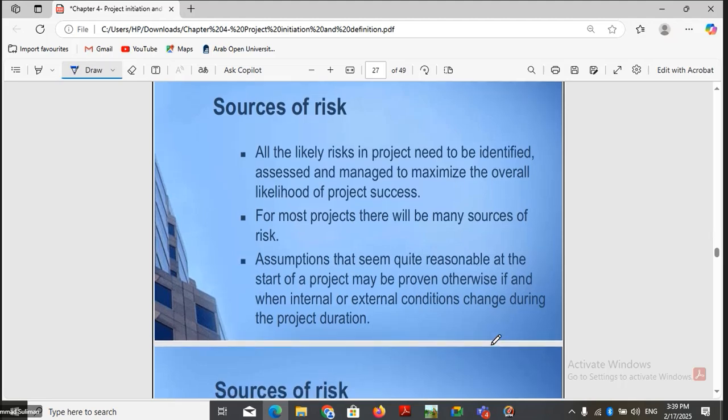Sources of risk. Okay, for most projects, there will be many different sources of risk. These need to be identified, assessed and managed to make the project successful.